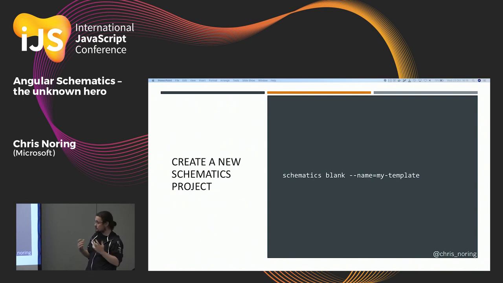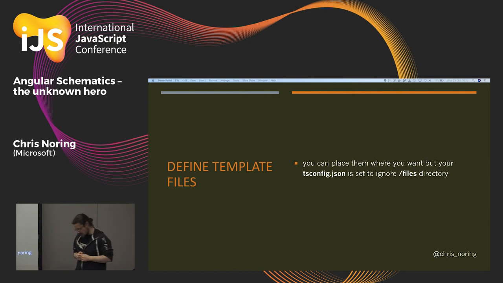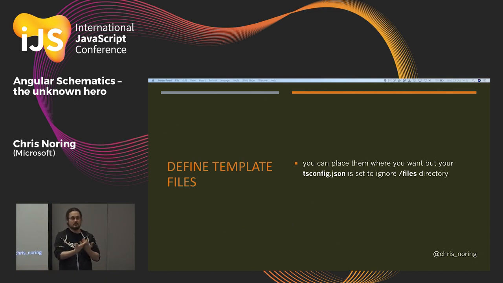Okay, per usual, by now, schematics blank, blah, blah, blah, some kind of name of the template, you select what it should be called. And then what? Well, here is us relying on some configurations inside of tsconfig.json, because it has this ignore directory slash files. You can change that into whatever, but it's a convention within schematics to place all your template files inside of the one called slash files. Anything placed in there will be ignored by the compiler, so that's an ample opportunity for you to place those template files in there.